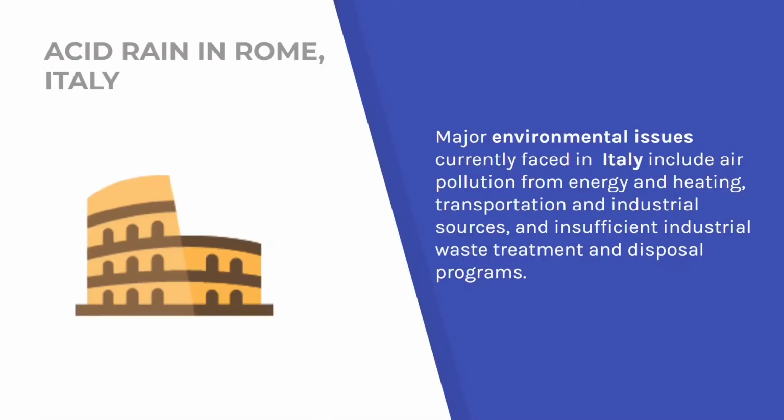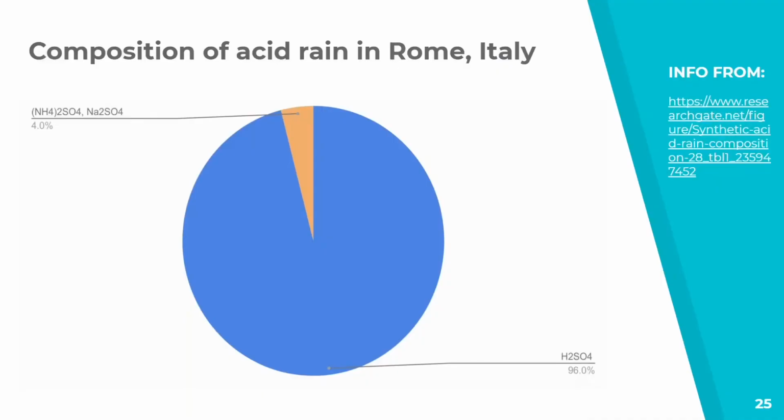Next, moving on to the Colosseum in Rome, there's a lot of pollution from urbanization and industrialization in Italy, which causes acid rain to form. The data here shows that the acid rain in Rome comprises mostly of sulfur dioxide emissions from electrical utilities.